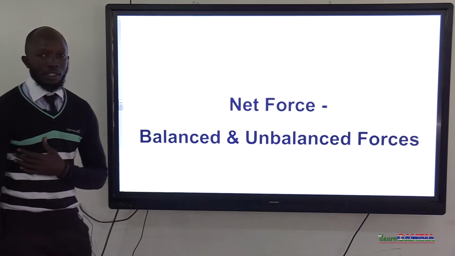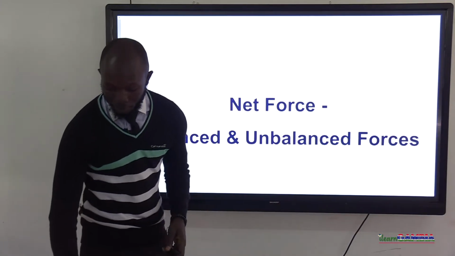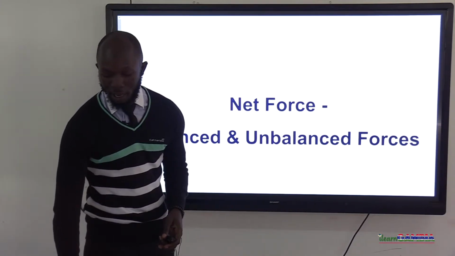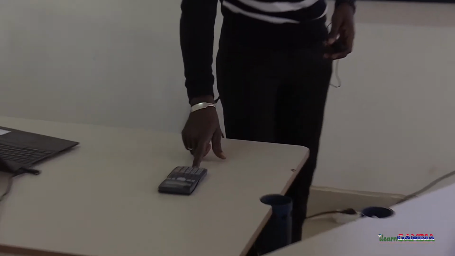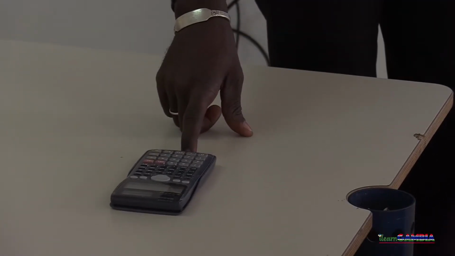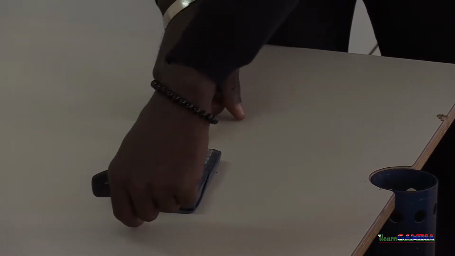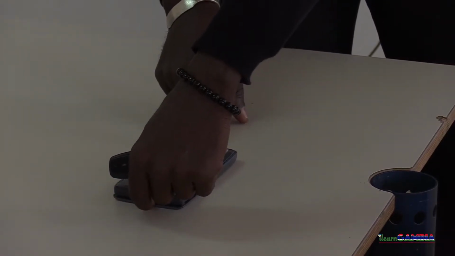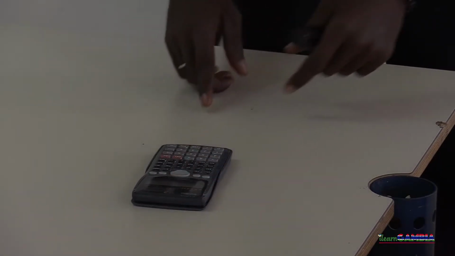We would also look at net force. For example, if I have a calculator or an object on this tabletop here and I apply a force, obviously I am causing the calculator to move. So if I apply an equal and opposite amount of force on the other side of the calculator, what happens? The calculator does not move because the force is balanced. That is what is called a balanced force.